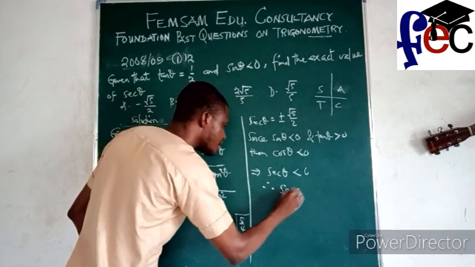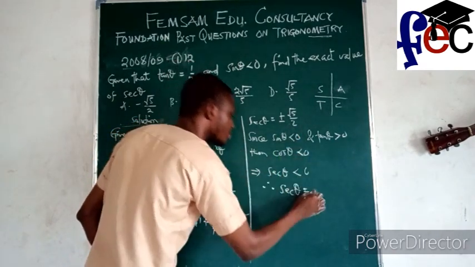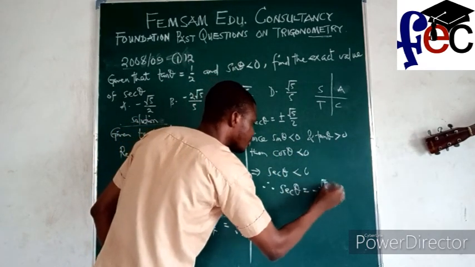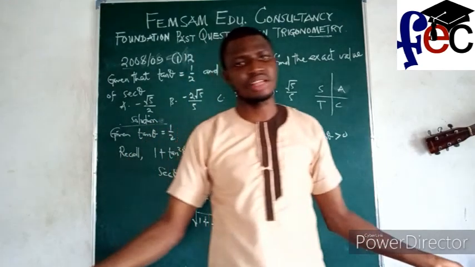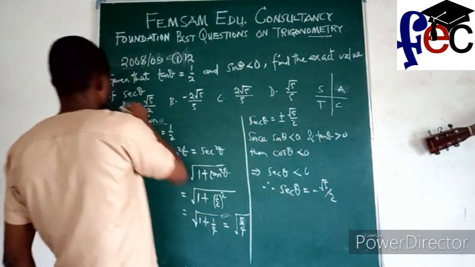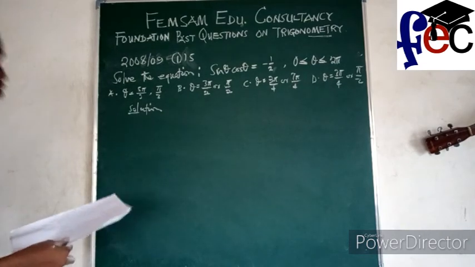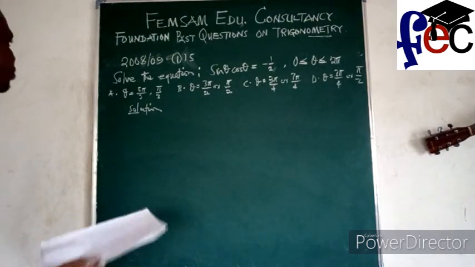Therefore, sec theta is equal to minus root 5 over 2. It's as simple as that. So our answer is option A. I have another question, question 15 of the same year, 2008-9.